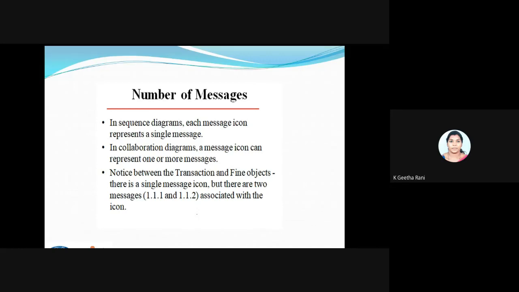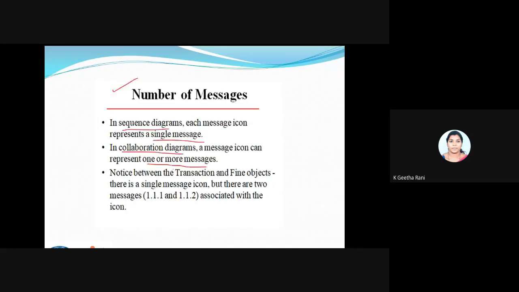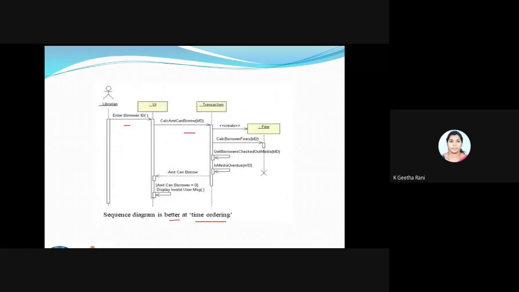Fine. So that is what I said about the number of messages here. You can see in a sequence diagram, I'll be having only a single message. In collaboration, I can have one or more messages. That is the meaning of this number of messages. Fine. And the next one is creation and deletion here. In our sequence diagram, you'll have a term called lifeline. You can see this lifeline. This cross tells you the deletion of the object. This object's work has been over, so I'm deleting the object.